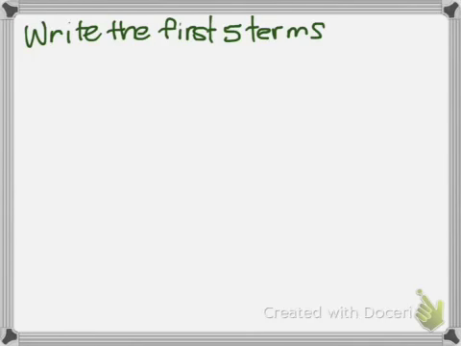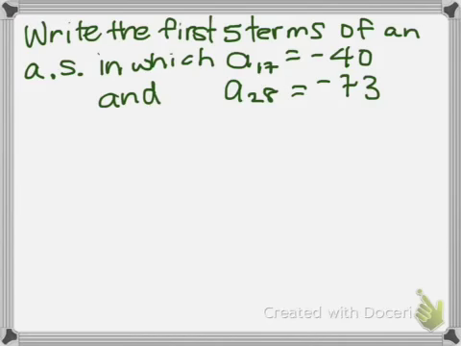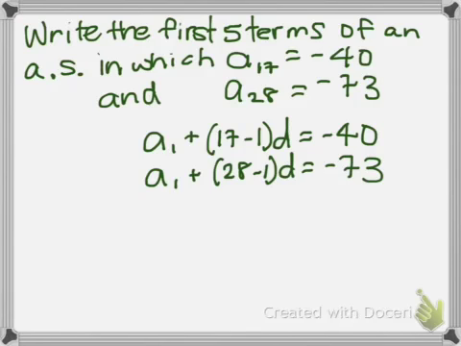Okay, write the first 5 terms of an arithmetic sequence in which a sub 17 is negative 40 and a sub 28 is negative 73. So, again, we'll take what we know. We know a sub 1 plus 17 minus 1 times d is equal to negative 40. We know a sub 1 plus 28 minus 1 times d is equal to negative 73. We have 2 equations. Let's simplify that 17 minus 1 and 28 minus 1.